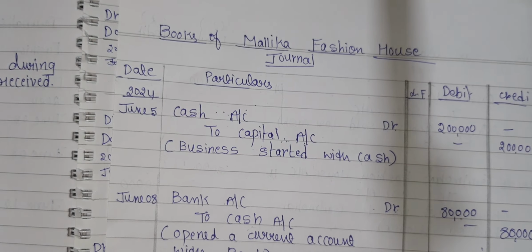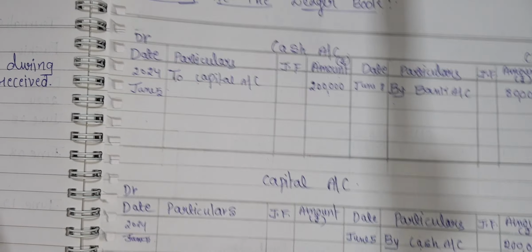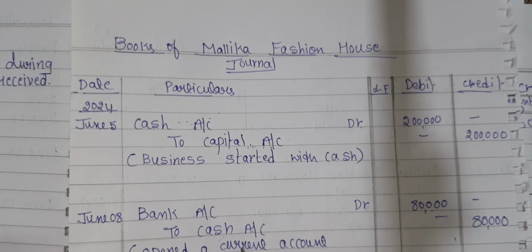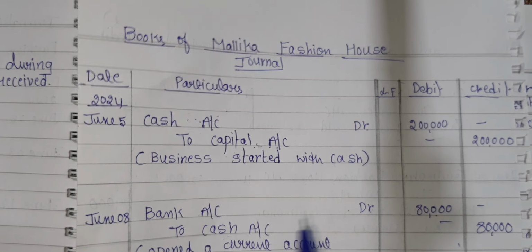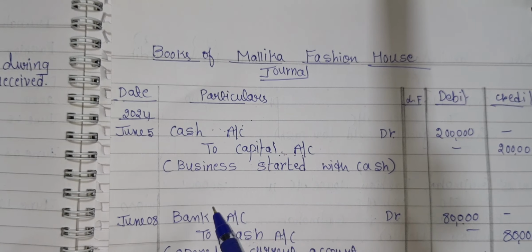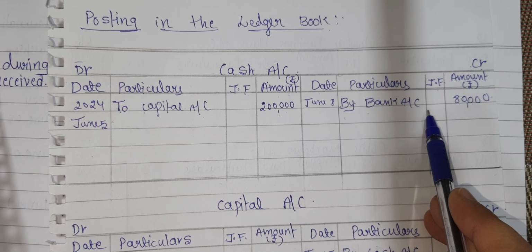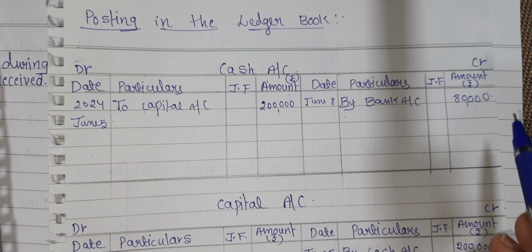And second account is cash account. Here come to cash account, and here cash account is credited. So come to the credit side and write down the opposite entry of cash account, that is bank account, that is rupees 80,000. So by bank account, that is rupees 80,000.